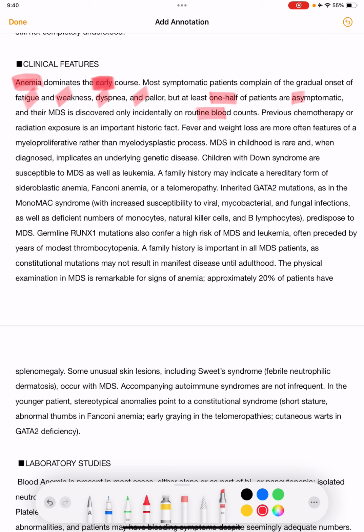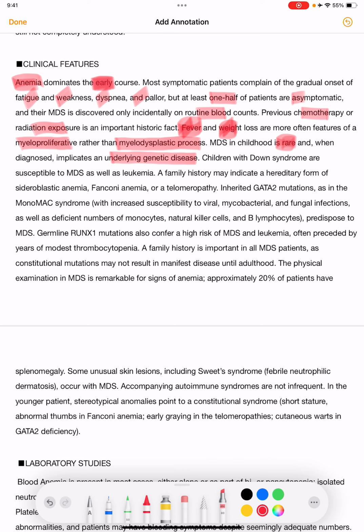Previous chemotherapy or radiation exposure is also an important historical fact. Fever and weight loss are more often features of a myeloproliferative rather than a myelodysplastic process. MDS in childhood is rare, and when diagnosed, it implies some underlying genetic disease.